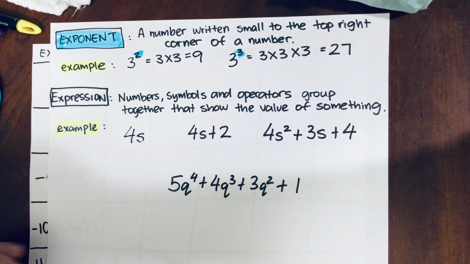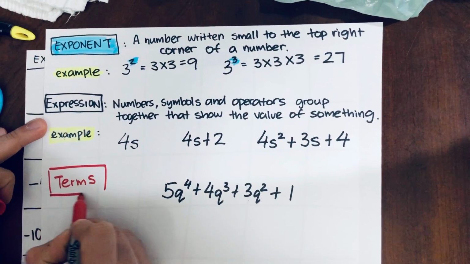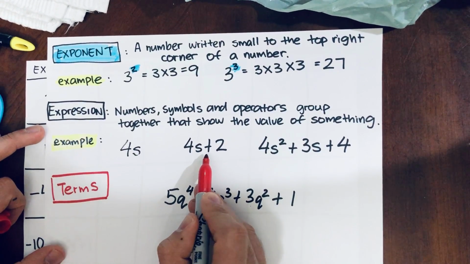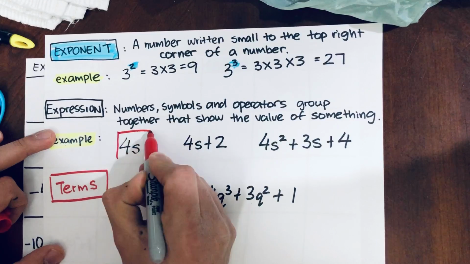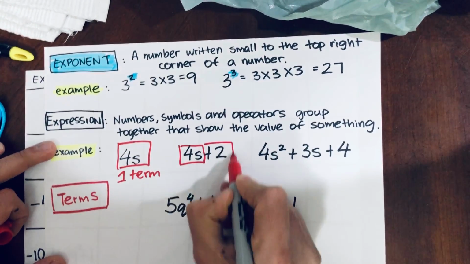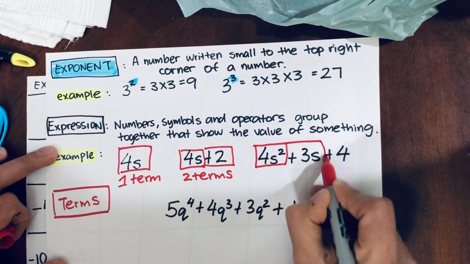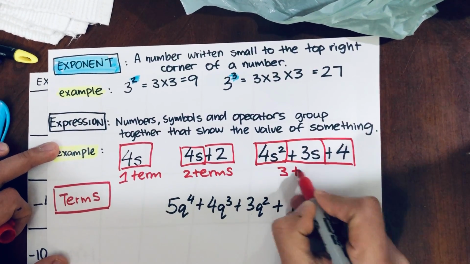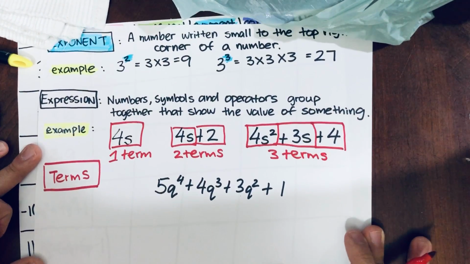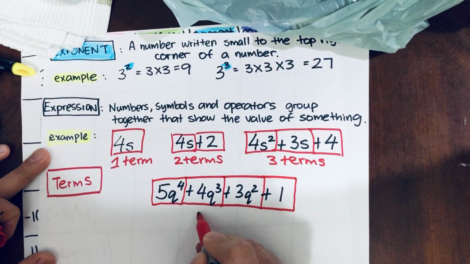Now, this is actually a very good segue to the word terms, because terms are usually numbers or letters that are separated by a plus or a minus. So this one is one term. This one is two terms. This one is three terms: 1, 2, and 3. This one, how many terms do you think there are? Now, if you guess 4 terms, you are correct. 1 term, 2 terms, 3 terms, and 4 terms. These are called 4 terms.